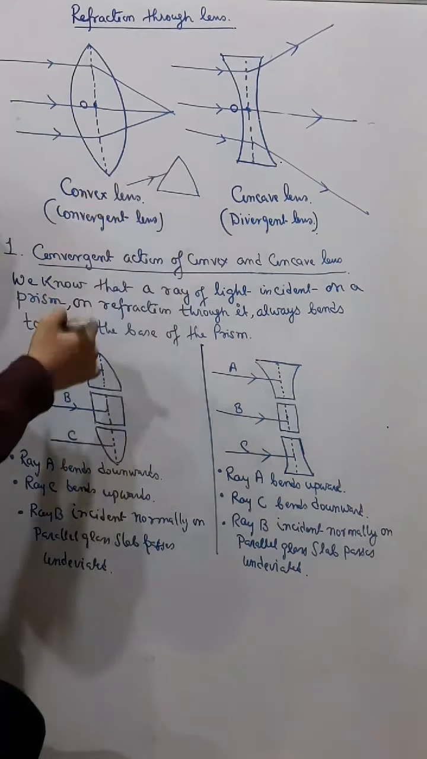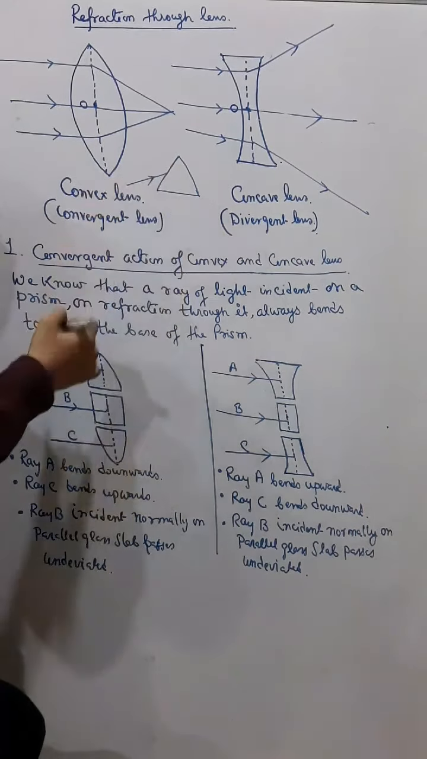Now similarly, radius of curvature is the radius of the sphere. So again, this is the sphere, this is the center, so this will be the radius. So this is one radius of curvature, and from here to here is another radius of curvature. So simply, radius of curvature means it is the radius of the sphere of which the lens is a part. So that is the radius of curvature.